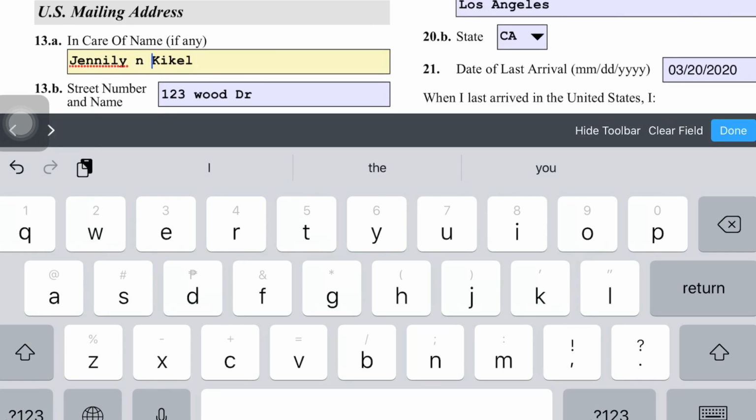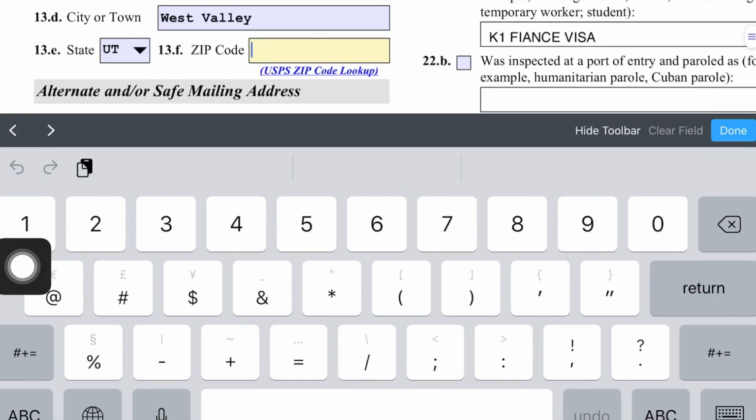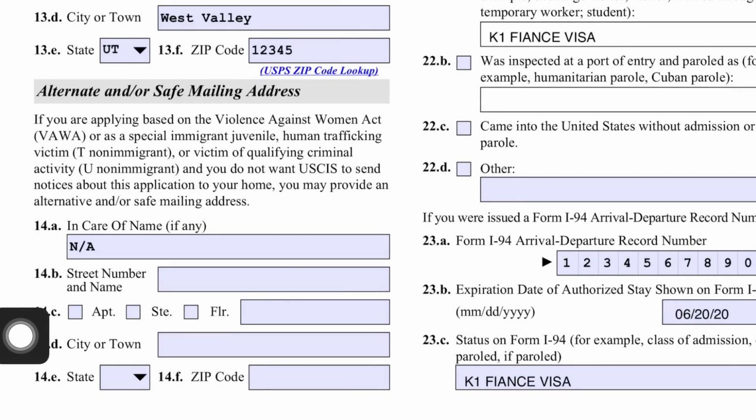So let's see. Right there, and then your street number and name, 123 Wood Drive, city or town, West Valley, state, Utah. Don't forget that. Don't forget especially the zip code. Don't forget your zip code right there.